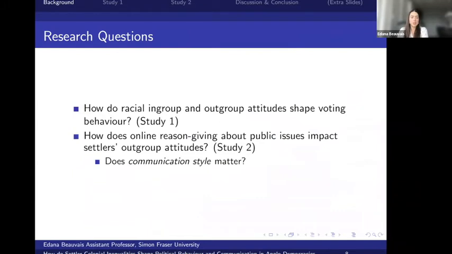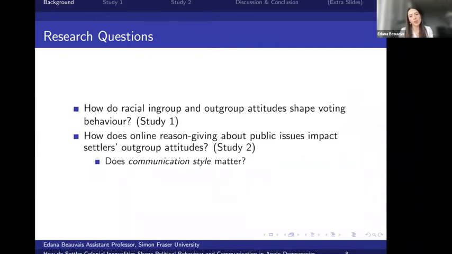Okay, so with respect to the research questions that I'm going to try and address at a very high level in my brief talk today. One is this question of how racial in-group and out-group attitudes shape voting behavior among white settlers in Canada. So I'll talk about that in study 1.